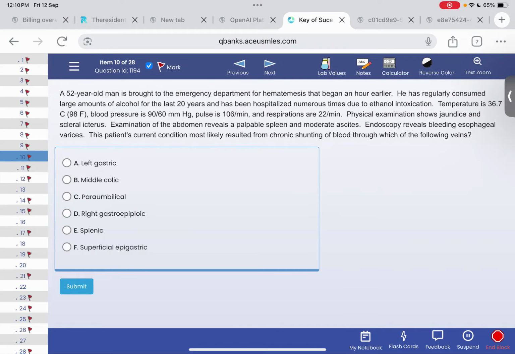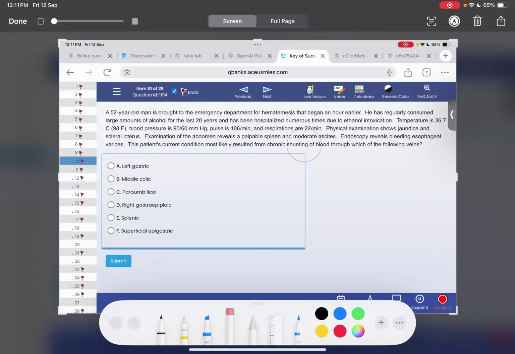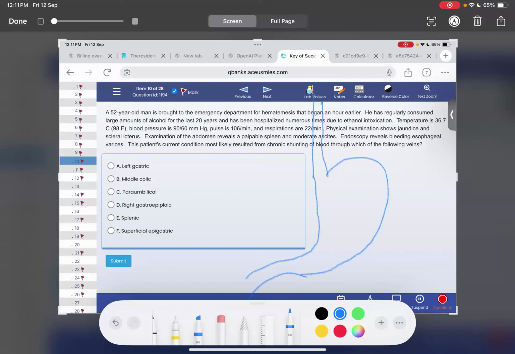Before we proceed, sir, could you please once more go over the arterial blood supply to the liver, the major ones? Okay, perfect. Basically, the esophagus, stomach, and first part of duodenum.